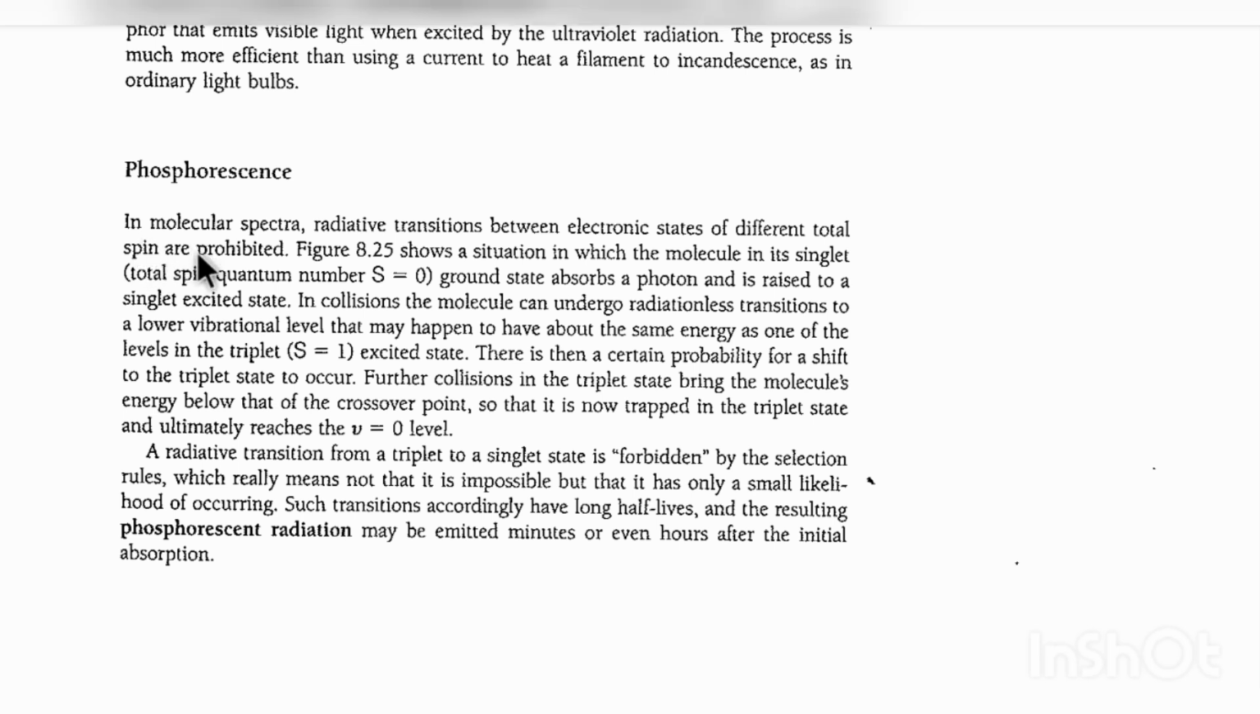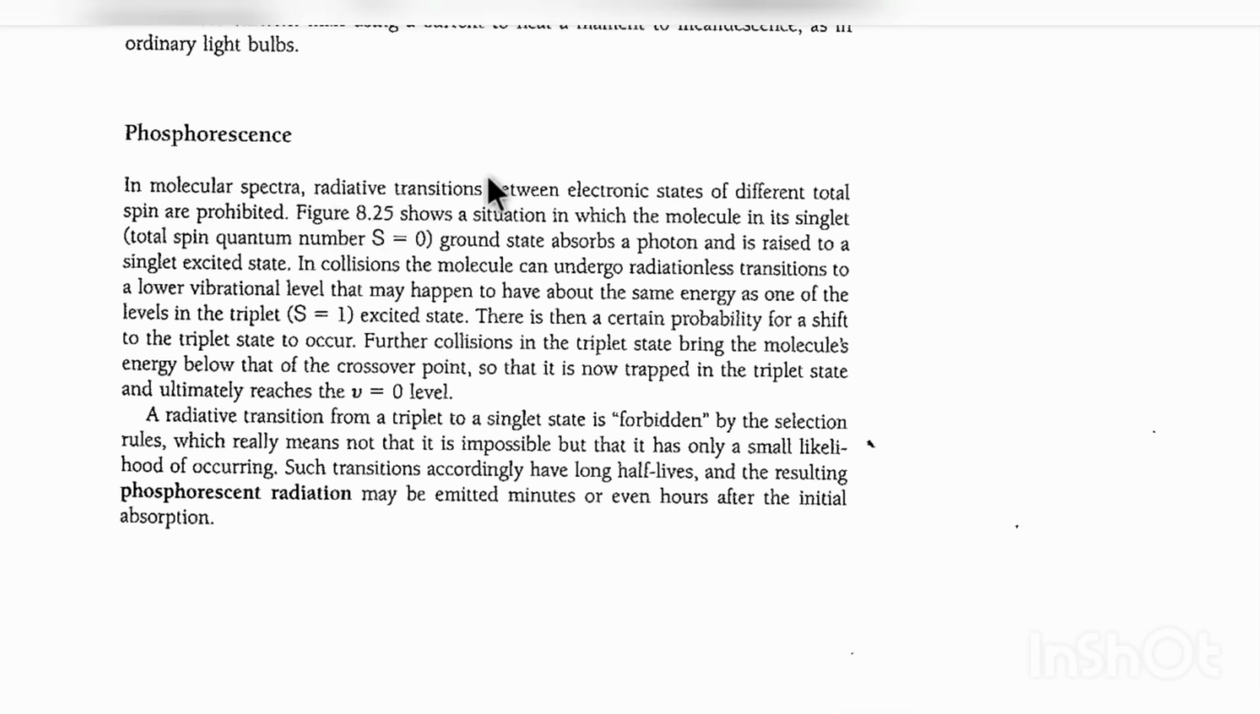Phosphorescence. In molecular spectra, radiative transitions between electronic states of different total spin are prohibited. Consider a situation in which a molecule in its singlet ground state, with total spin quantum number S equal to 0, absorbs a photon and rises to a singlet excited state.